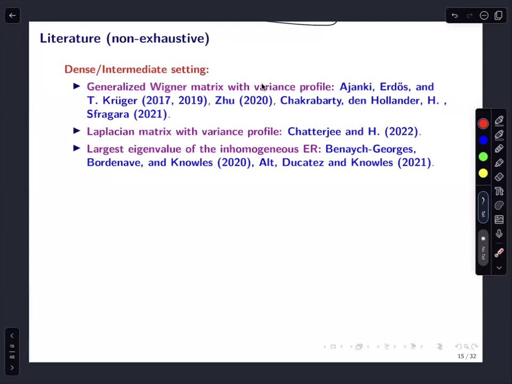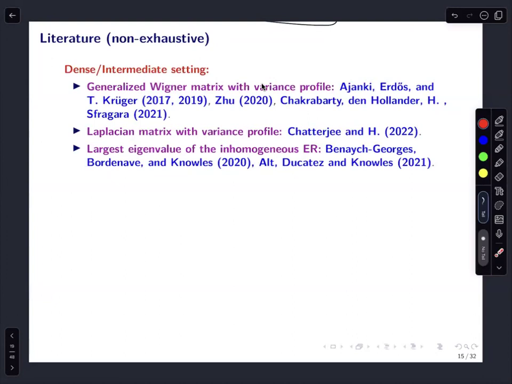Then Easy started looking into generalized Wigner matrix with variance profile and gave a very nice description of the moments. We also, in this paper with Arijit, Frank den Hollander, and Mateus Vergara, came up with a form which was exactly the same; the papers were just 1 month apart. We also came up with a form which is similar to what Easy had. And then we extended it also to a Laplacian matrix with the general variance profile in this paper with Anirban Chatterjee.